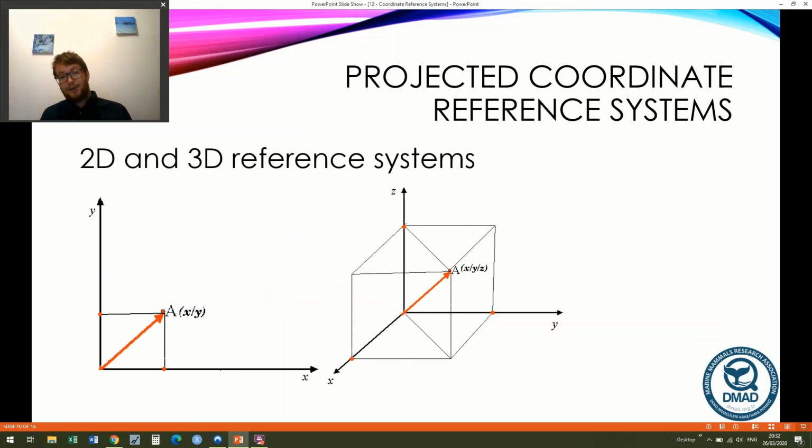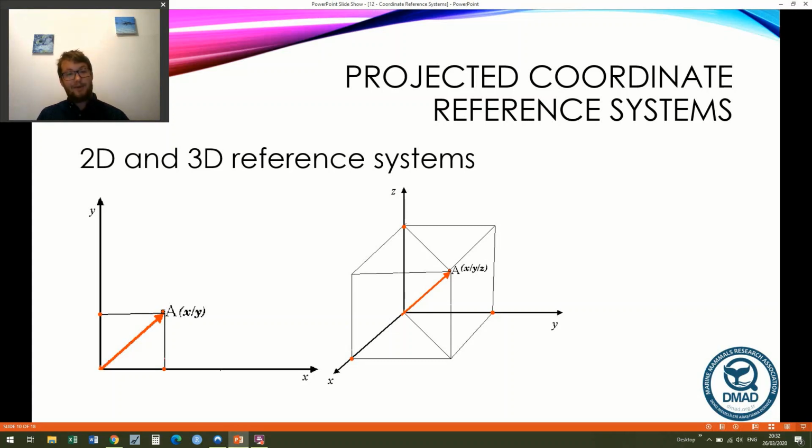So now on to projected coordinate systems, and we'll start by talking about 2D and 3D reference systems. This is probably going to sound very basic and patronising, but apologies. It's something that needs to be covered because not everyone will have covered it. So with our 2D reference system, we generally have a horizontal axis and a vertical axis. The horizontal axis is generally referred to as the x-axis, whilst the vertical axis is referred to as the y-axis.